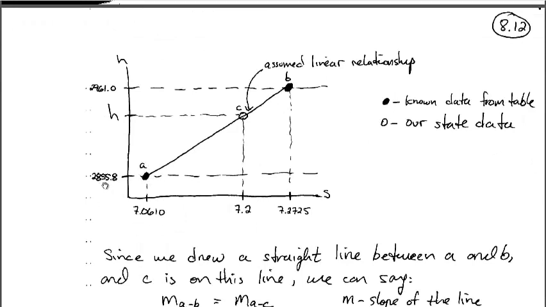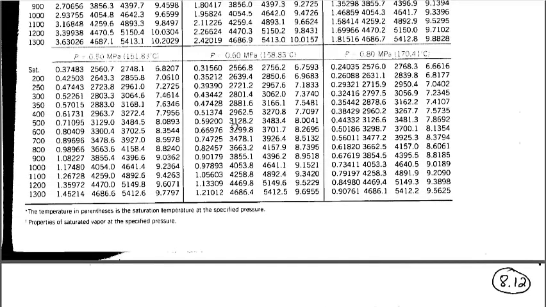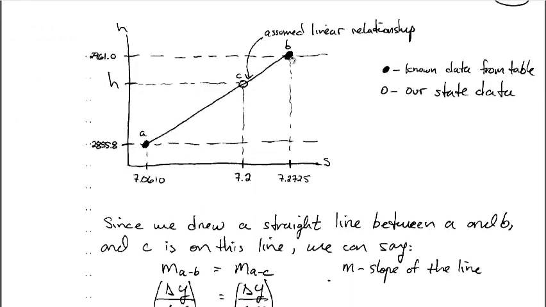7.0610, 2855.8. Okay. Likewise, I know that when the entropy is 7.2725, the enthalpy is 2961.0. So that'll serve as point B, 7.2725, 2961.0. And with linear interpolation, what I do is I assume that the change in enthalpy with entropy between point A and point B is linear, a perfect straight line.